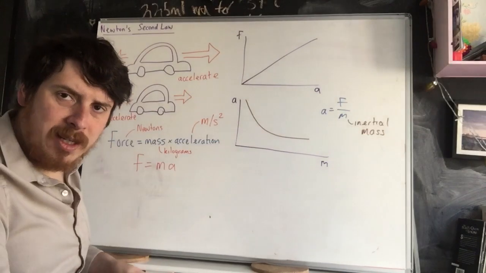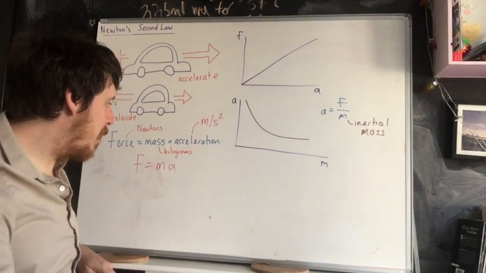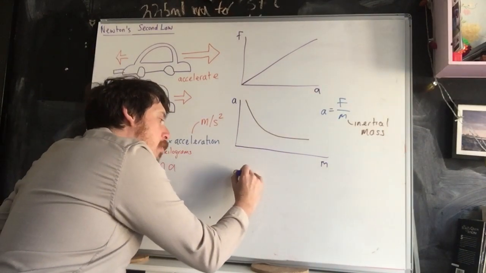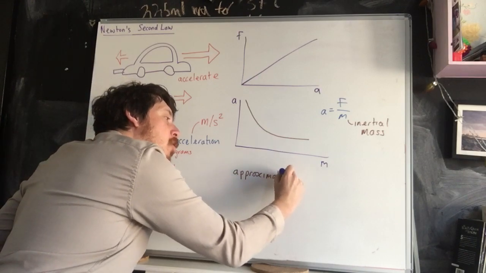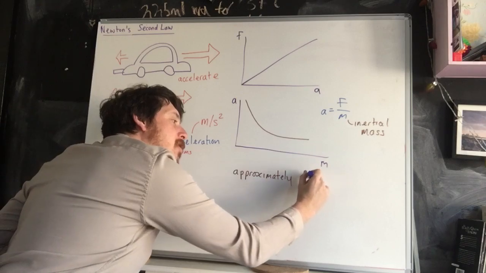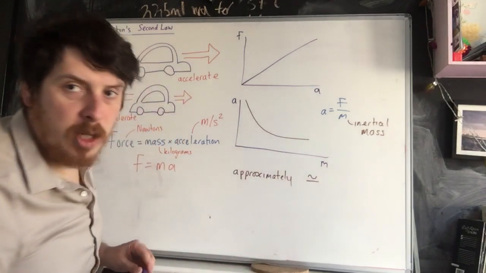Okay, you should have an idea of acceleration values. If you want to use the approximately symbol to show that you're not quite sure about an exact value, then you use a wiggly equal sign.